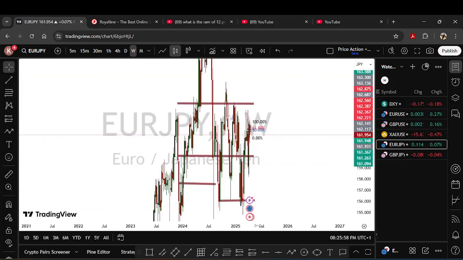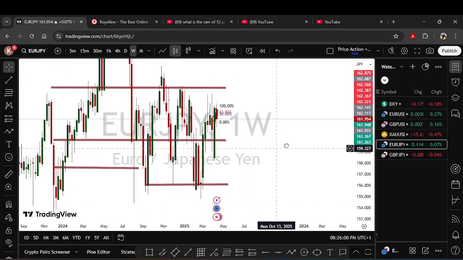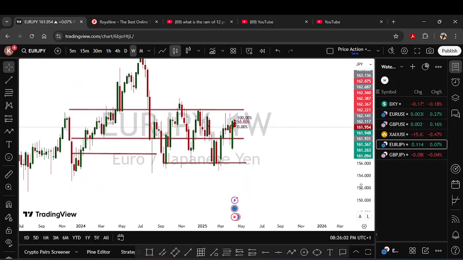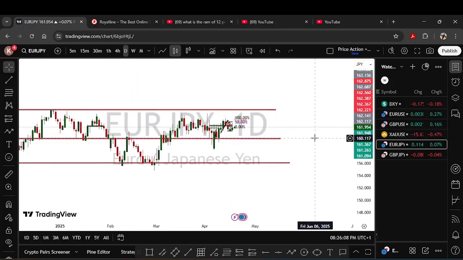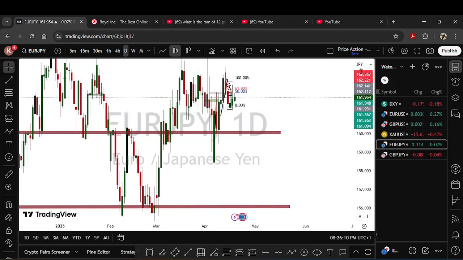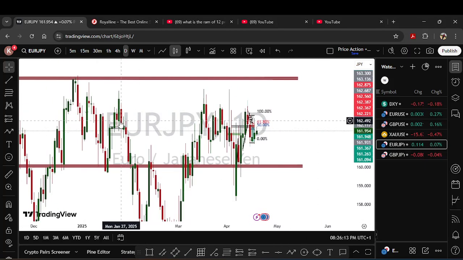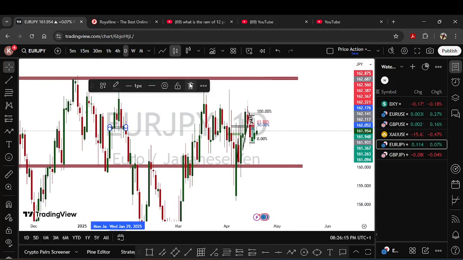The weekly time frame. Oh man, this is crazy. I hate this. This is not clean at all. There's nothing here. The candlesticks are not giving us any information. The daily, man, wow. I don't like this honestly. It's very dirty. I don't like this chart. It's not clear at all.